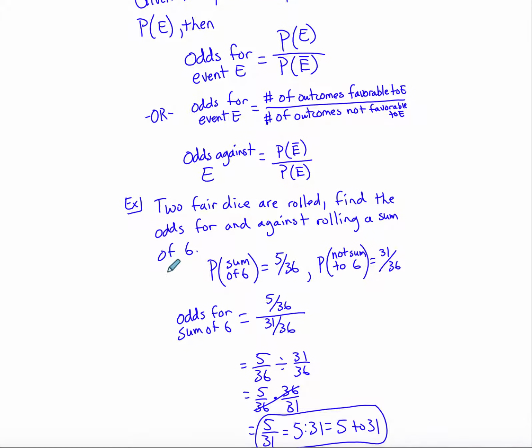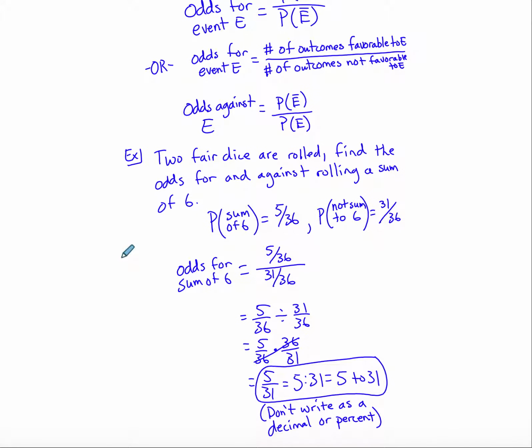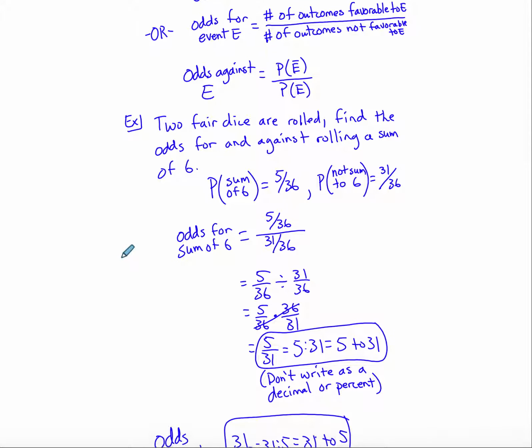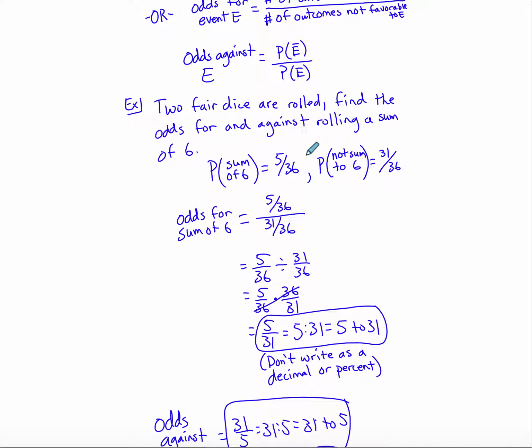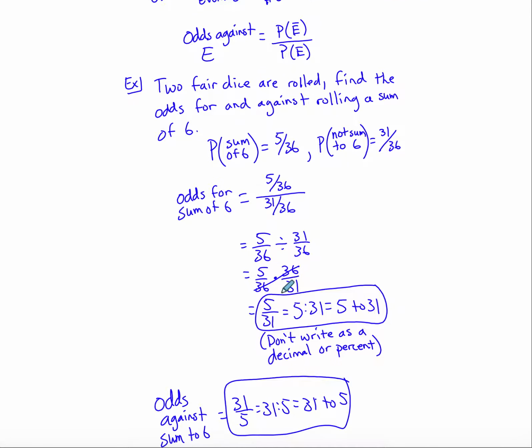So let's say 2 fair coins are rolled. Find the odds for and against rolling a sum of 6. So the probability of a sum of 6 we found before was 5 out of 36. Therefore, the probability of not a sum of 6 would be 1 minus 5 out of 36, which is 31 out of 36. And so the odds for a sum of 6 would be 5 out of 36 divided by 31 out of 36. Flip the second one, and you see it's 5 out of 31.